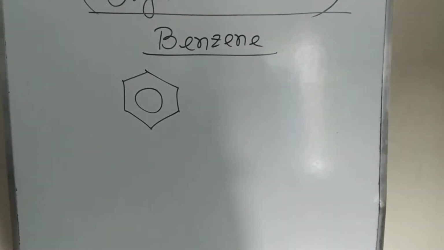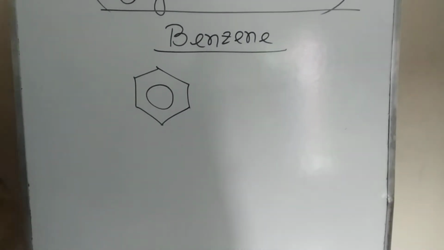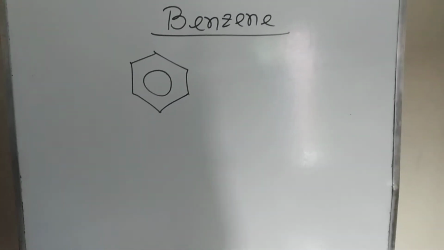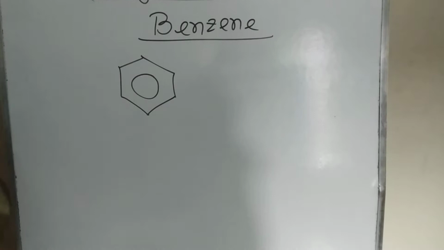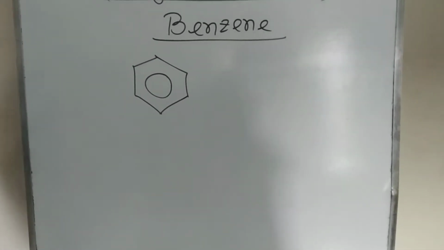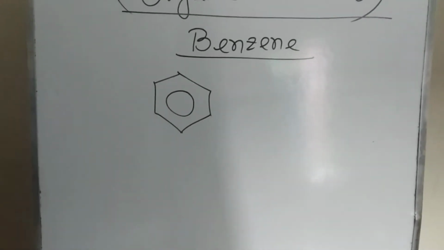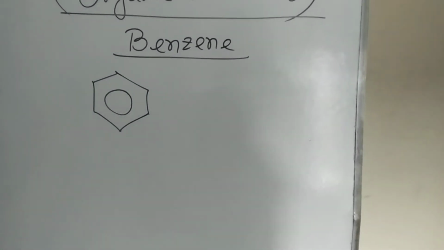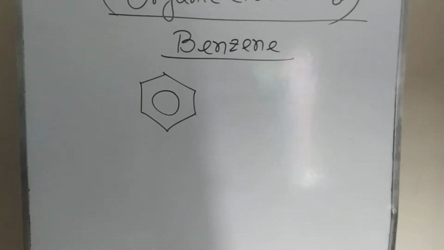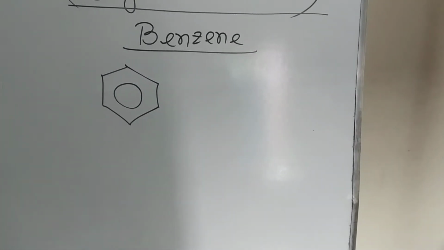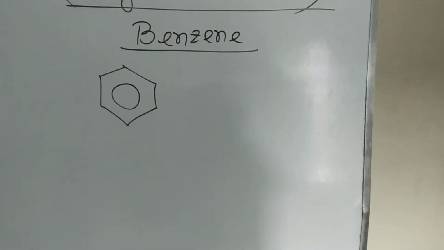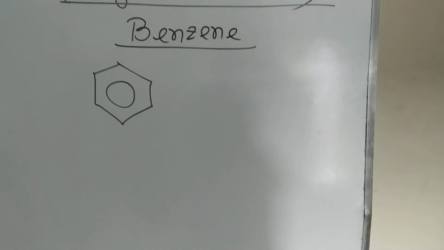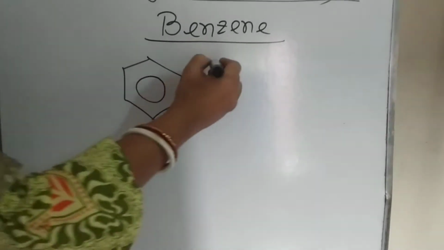Now I know you have a question. Why is this an aromatic compound? Because according to Huckel's rule, the compound which has a delocalized pi electronic system and in which 4n plus 2 number of pi electrons are present is aromatic. So in benzene, a delocalized pi electronic system is present and here 4n plus 2.